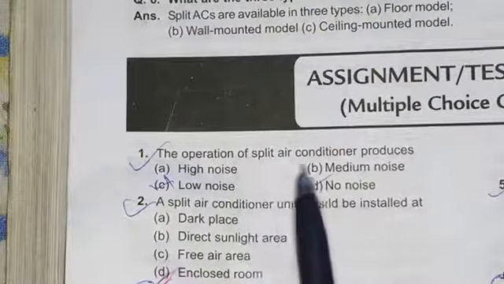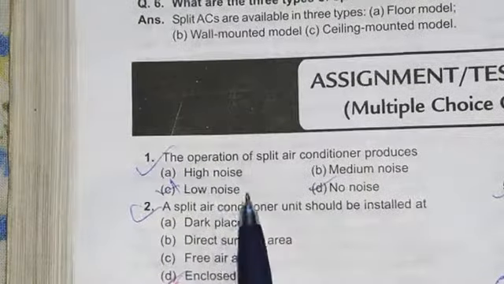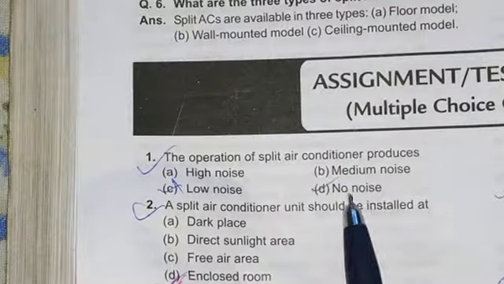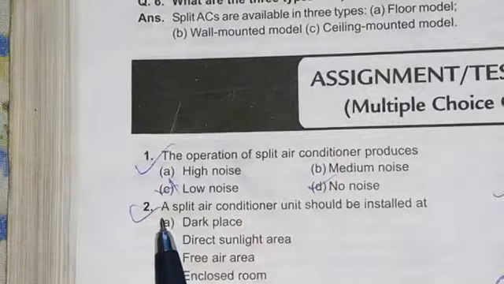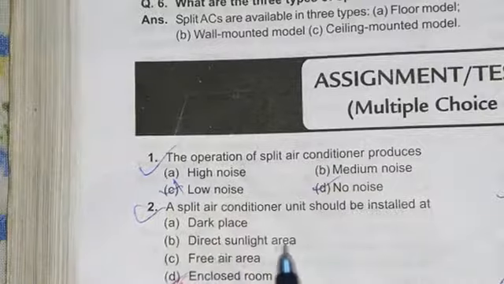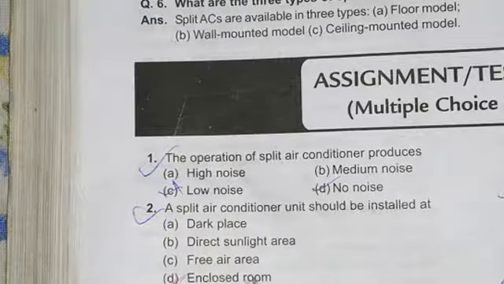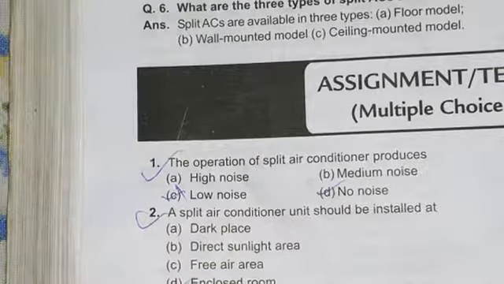The operation of a split air conditioner produces: high noise, medium noise, low noise, no noise. As the compressor is moved outside the room, there is no noise, so option D is correct. Second: a split air conditioner unit should be installed at a dark place, direct sunlight area, free air area, or D, enclosed room. So option D is correct, it is installed in an enclosed room.